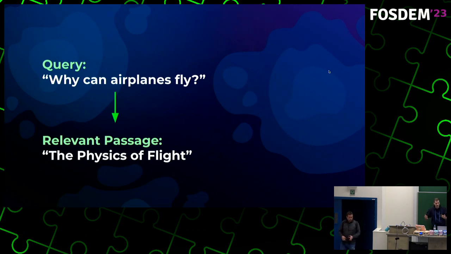So for example, on the query side, if I ask Wikipedia, why can airplanes fly? Then the kind of passage that has the answer in it is titled The Physics of Flight. But that is difficult for a traditional search engine, because if you look at keyword overlap, there's almost none. But a vector search engine can use machine learning models that can tell you these two things are the same. And searching through that at scale is a big problem.